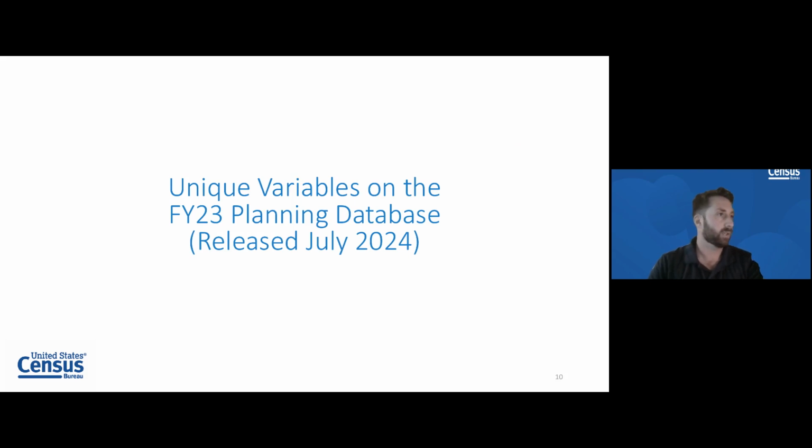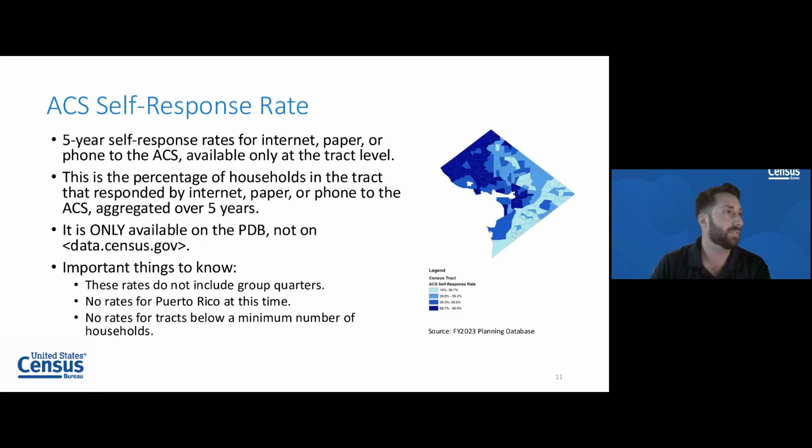All right, so let's talk about some of the unique variables, and these are the unique variables that have already been released. So after this presentation, you can download the FY23 planning database file, and you'll have this at your disposal. One is the ACS self-response rate. This is the 5-year self-response rate for internet, paper, phone to the ACS. It's only available at the tract level, so it's not on the block group level. But nonetheless, on the tract level file, you will get the ACS self-response rates.